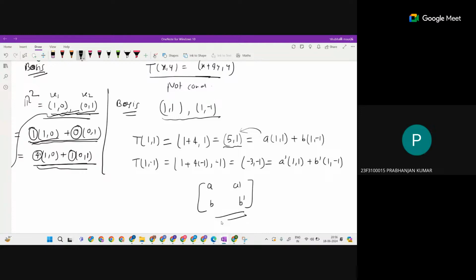Yeah, I think we need to find the equations for both, and then solve and find A and B. That's the only way.